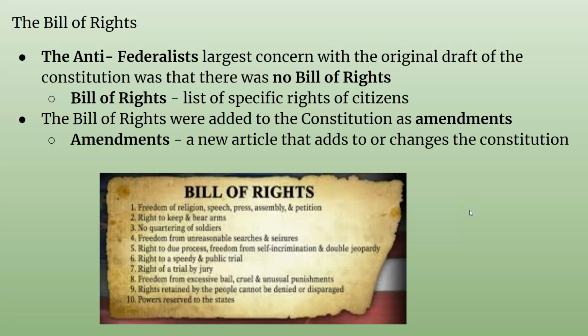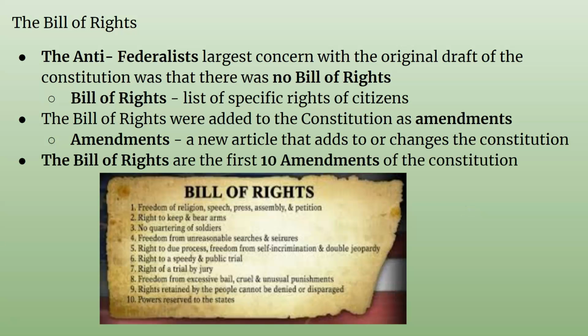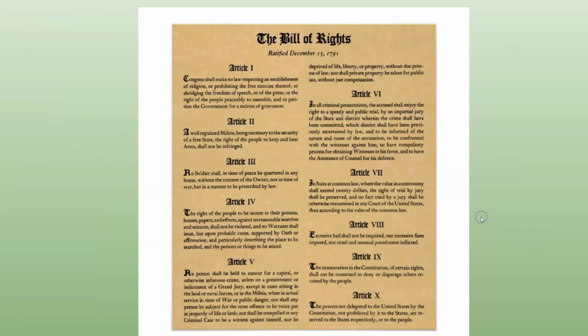So an amendment is a new article that you add to the Constitution, or it could be a change to the Constitution. So the first 10 changes or additions to the Constitution are called the Bill of Rights. So Bill of Rights, first 10 amendments, same thing. Here is their exact wording of all 10 amendments, but we're going to break it down into more understandable language.